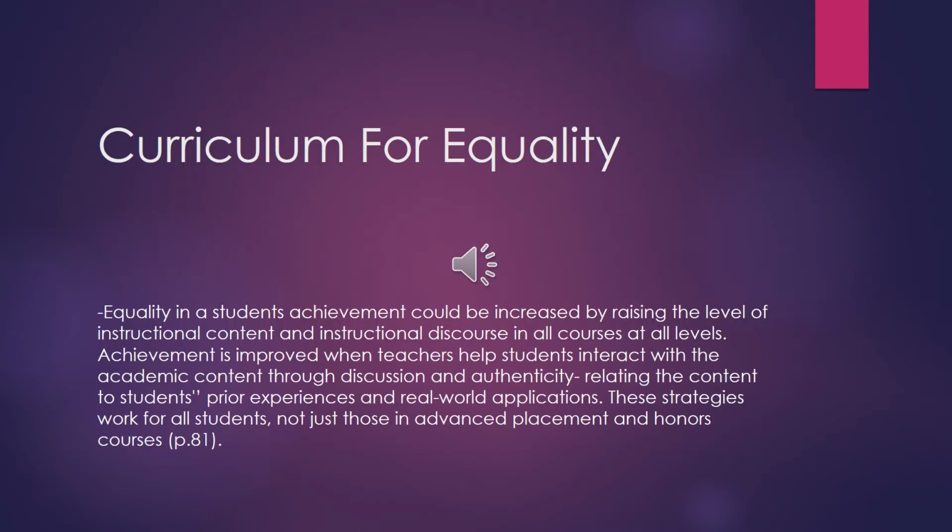Equality in a student's achievement could be increased by raising the level of instructional content and instructional discourse in all courses at all levels. Achievement is improved when teachers help students interact with the academic content through discussion and authenticity, relating the content to students' prior experiences and real-world applications. These strategies work for all students, not just those in advanced placement and honors courses.